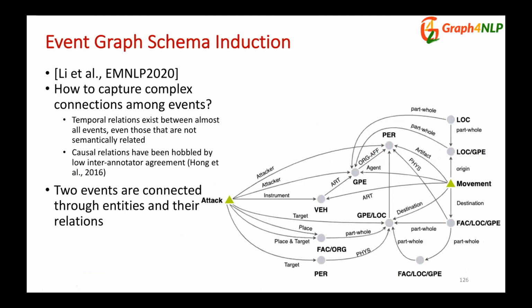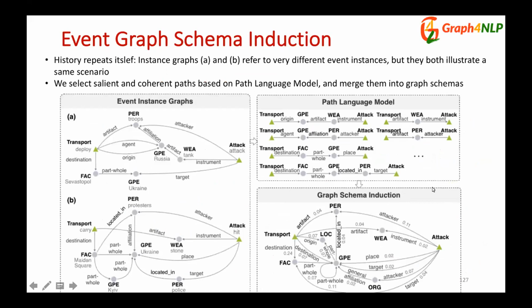Again, we are going to use graph algorithms. The first idea is to look at every pair of events, and then you can simply check all the multiple paths connecting these two nodes. And then we can rank these paths based on salience and coherence. So salience is similar to a path language model. You can just mask out some nodes and edges and count their frequency.